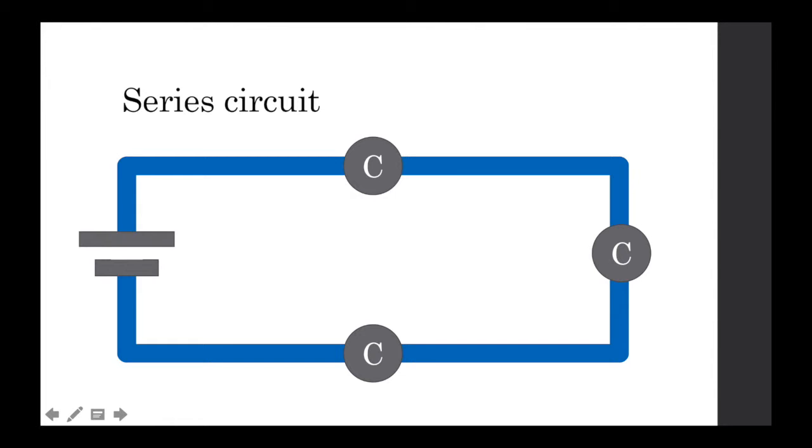In this video, I'll be explaining the difference between series and parallel circuits and the benefits and drawbacks of each. This diagram is an example of a series circuit. A series is where two or more components are connected by a single node with no branches between them.